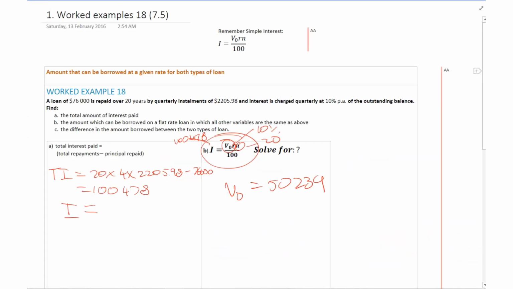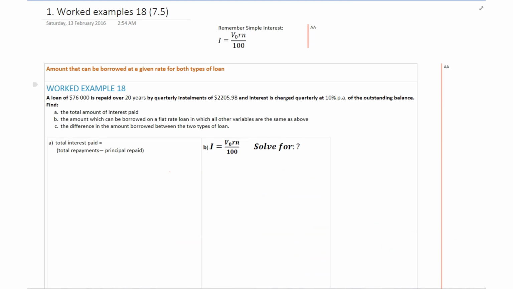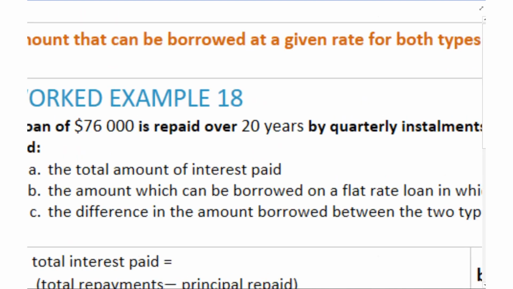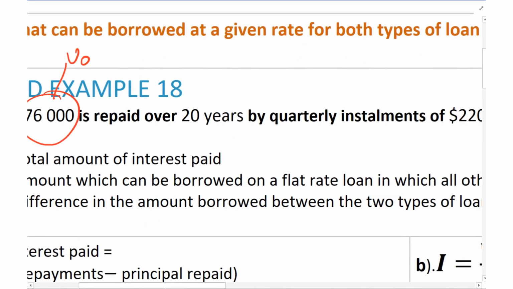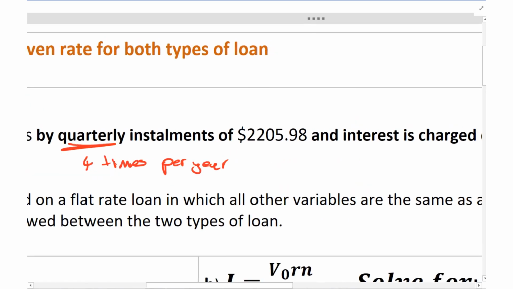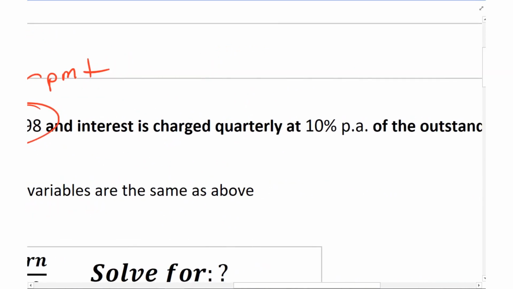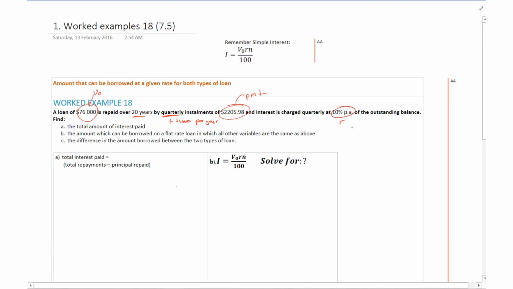Okay, so our second worked example, and I haven't erased that part yet, just give us a moment. Okay, so let's look at what we've got. We've got a loan of 76 grand. So as usual, we make sure we note that that's our V0. This is our 20 years, times in years, quarterly, so 4 times per year. This is our installments, that is going to be PMT, and interest is charged quarterly. Again, we're told that's how many times per year we're paying. That is our R, that's our rate.